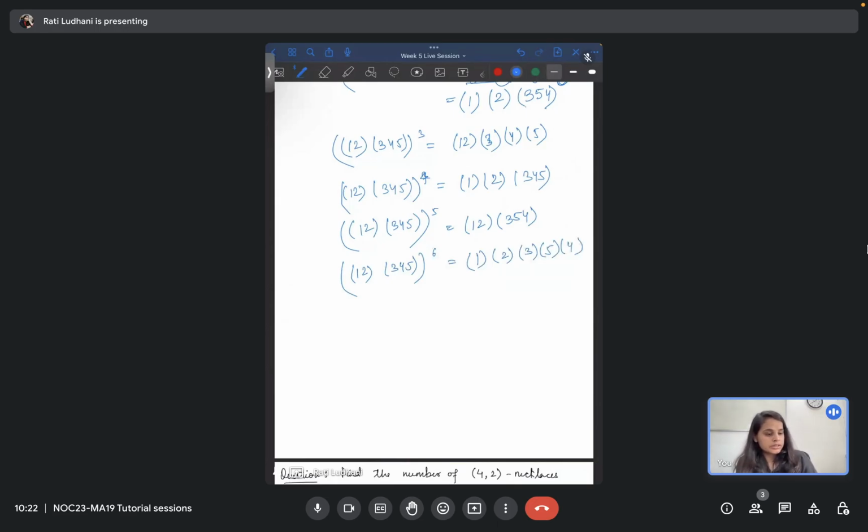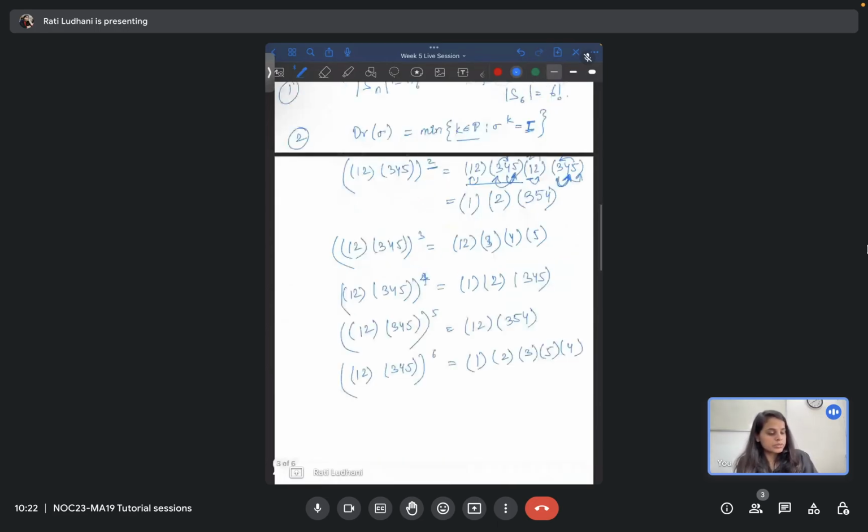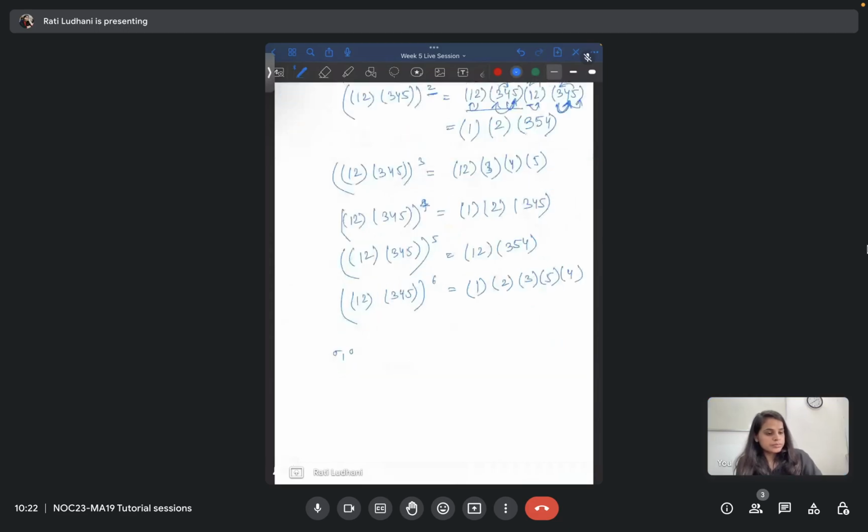So actually, there's a theorem on it. For example, sigma 1, sigma 2, up to sigma r are the disjoint cycles. Then the order of sigma will be the LCM of the cycle type, the LCM of all the lengths of the cycles. So in this case you have 1 2 and 3 4 5. So the order of sigma will be what? LCM of the cycle lengths.